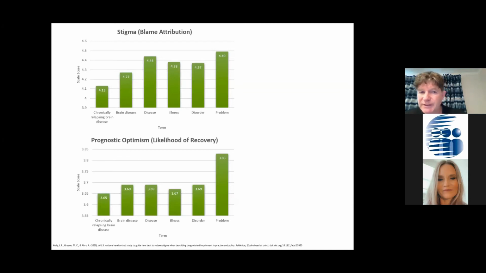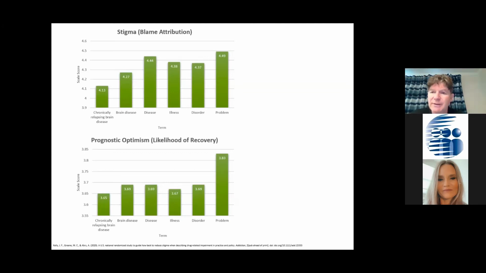Conversely, you can see the kind of linear effect here over these different terms. On the right-hand side, when someone's described as having an opioid problem or being taught about their opioid-related impairment as an opioid problem, blame tended to go up.